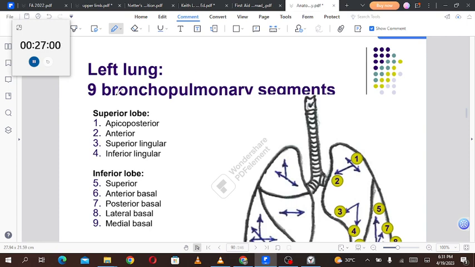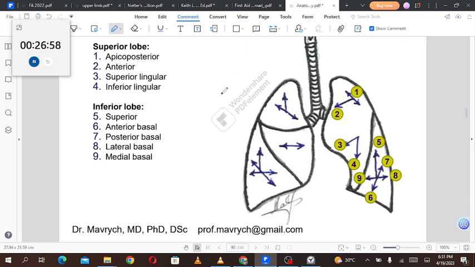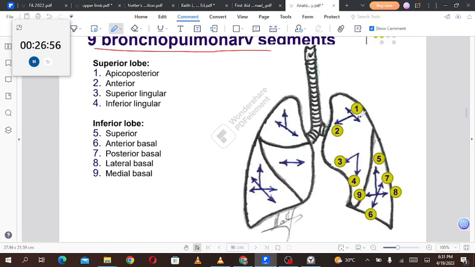What about the left lung? It contains 9 bronchopulmonary segments. There are only 2 lobes on the left side, the superior lobe and the inferior lobe. The superior lobe contains apicoposterior, anterior, superior lingular, and inferior lingular segments. The inferior lobe contains superior, anterior basal, posterior basal, lateral basal, and medial basal segments. So these are the segments present in the inferior lobe.